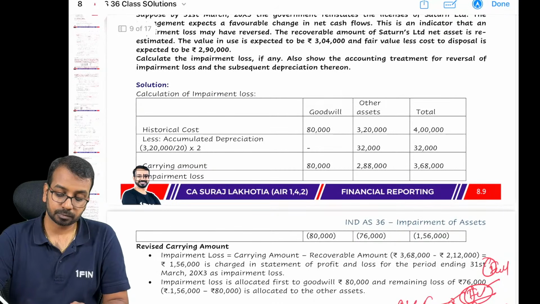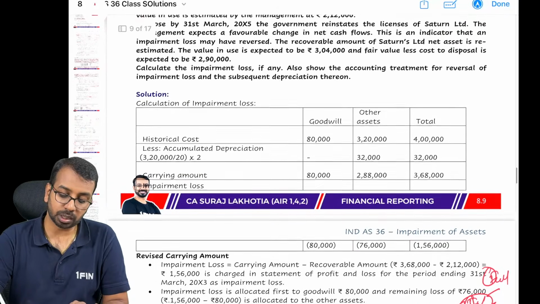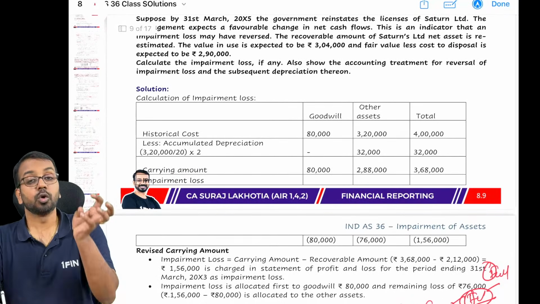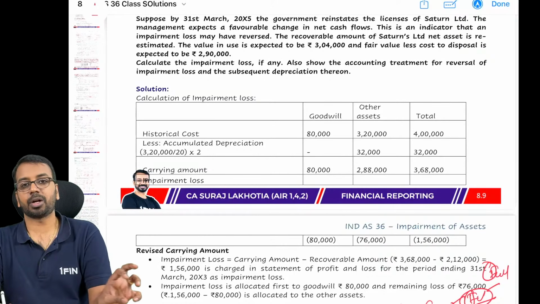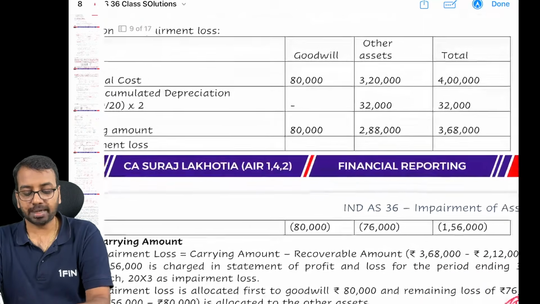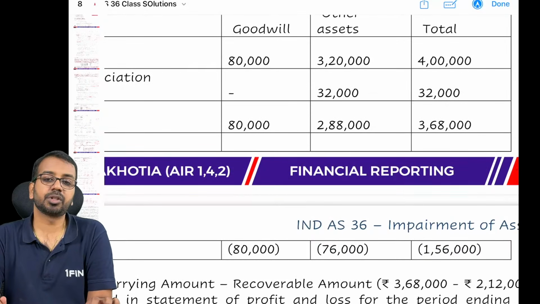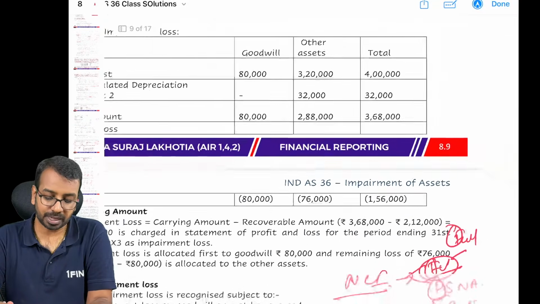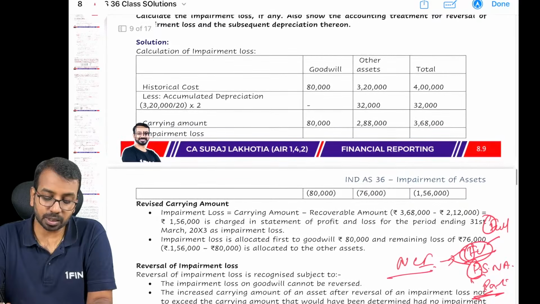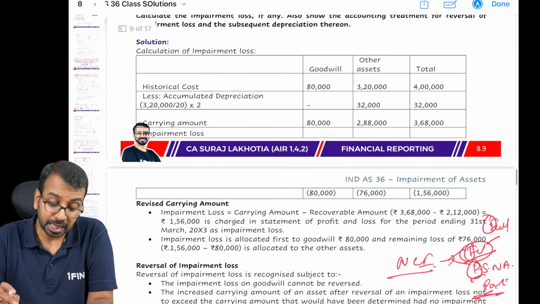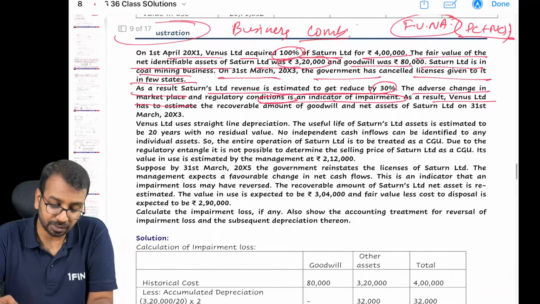Then, once I get the total value, now how will I get the total value? Goodwill, which is not amortized or impaired, plus 2,88,000 that you can see here, you get 368,000. Alright. Then this 368,000 I will compare with what? I will compare that with the recoverable amount.